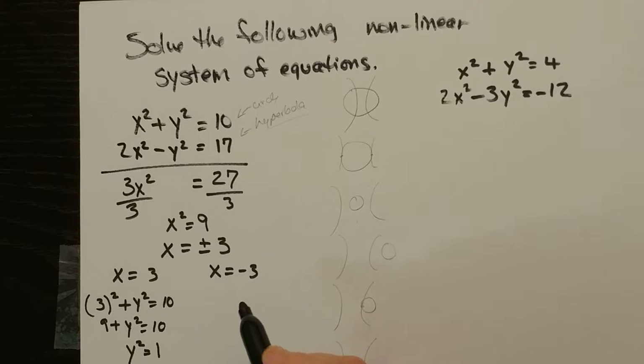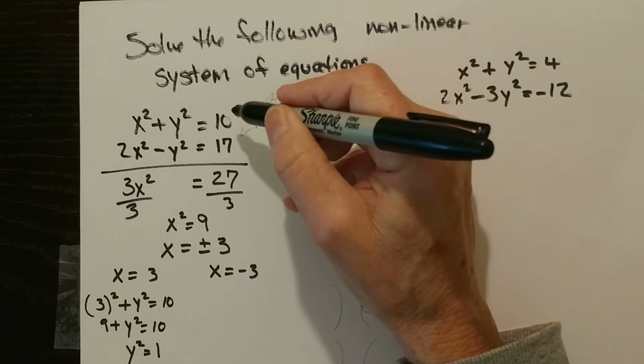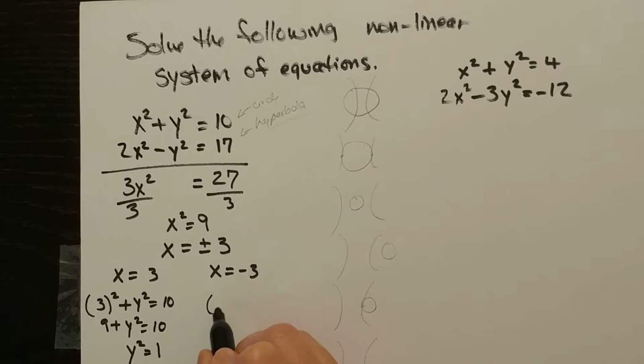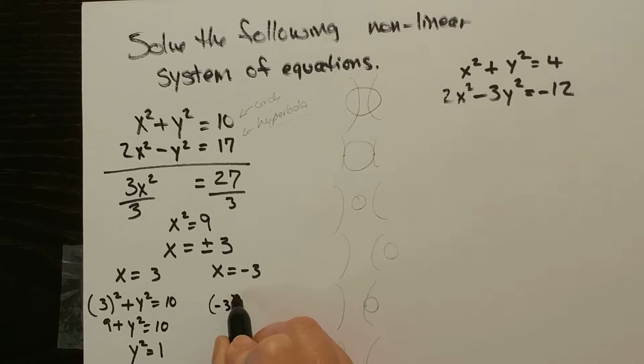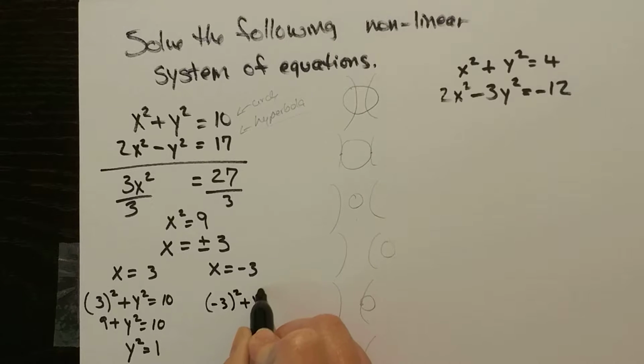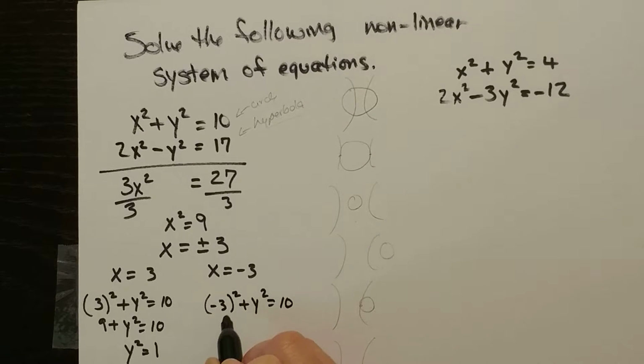Or I had another x. I should plug it in and see what happens. If I did that, basically the same thing is going to happen. I'll plug it in again to the first equation. This time I plug in negative 3 squared plus y squared is 10. Negative 3 times negative 3 is a 9.